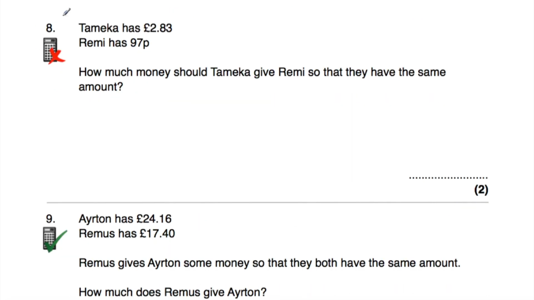Okay, let's have a look at question number 8. So question number 8 says, Tamika's got £2.83 and Remy's got 97p. How much money should Tamika give Remy so they have the same amount of money? So let's find the midpoint of these two amounts of money. So let's say if they shared the money out equally, how much would they get each?